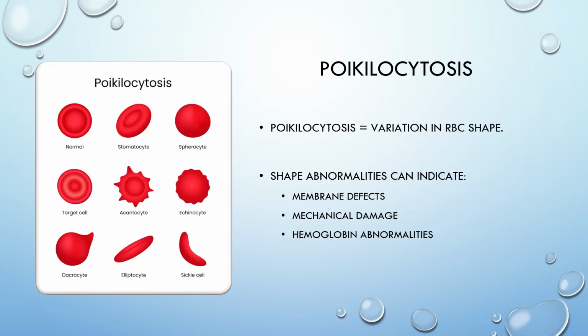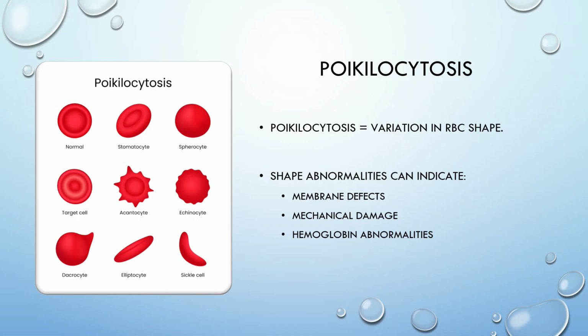Let's take a closer look at the concept of poikilocytosis. In a healthy peripheral smear, most red blood cells should look fairly similar: round, evenly sized, and with that characteristic central pallor. When the smear begins to show multiple abnormal shapes, we describe the population as demonstrating poikilocytosis. On the image here, you can see several examples of abnormal red blood cell shapes that may appear in different conditions. These include cells like stomatocytes, spherocytes, target cells, acanthocytes, elliptocytes, and sickle cells.